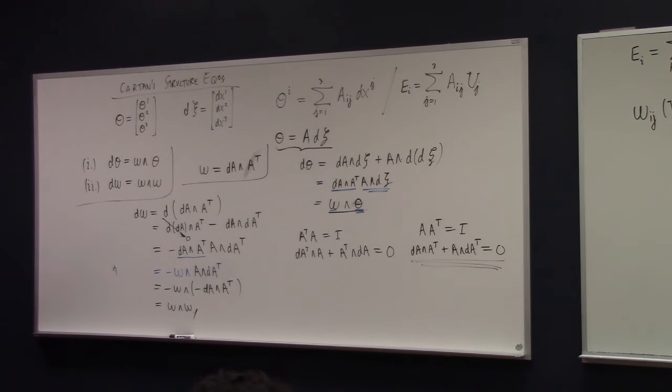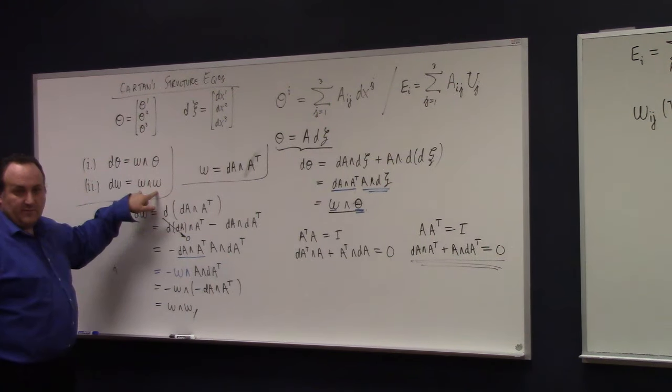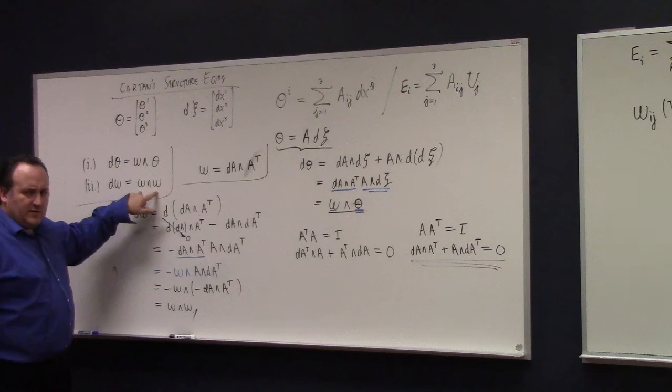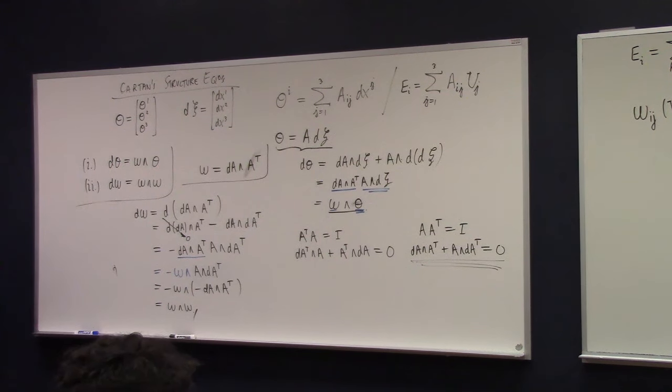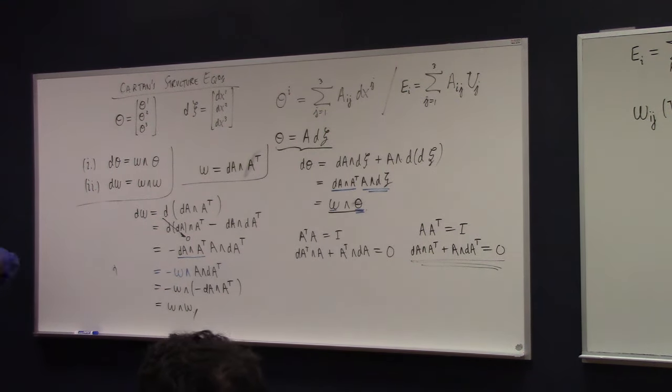Am I wrong in saying that anything wedge itself would be 0? Usually that would be right. However, these are matrices. So the wedge product of a matrix with itself, even though it's a one form, doesn't have to be 0. Excellent question. Are we basically generalizing the theory of K-forms? Now we're talking about matrices of K-forms, yeah.